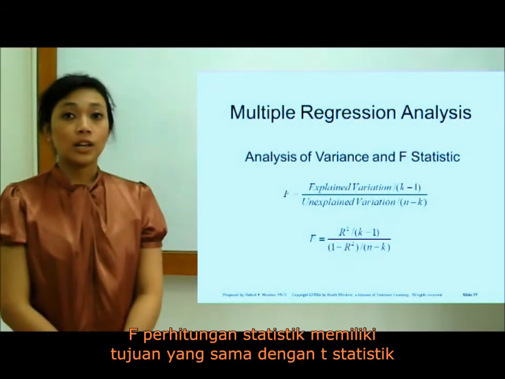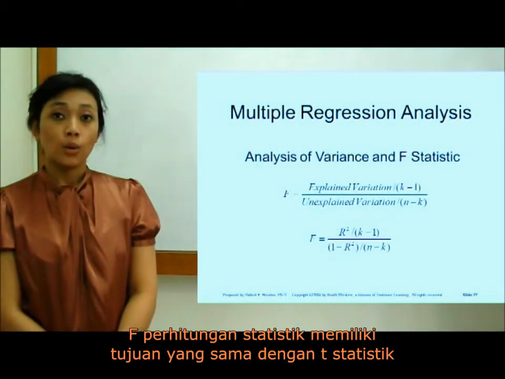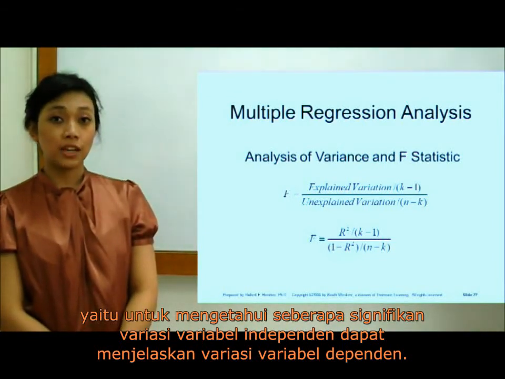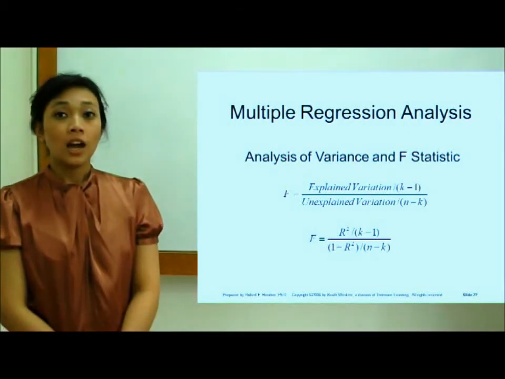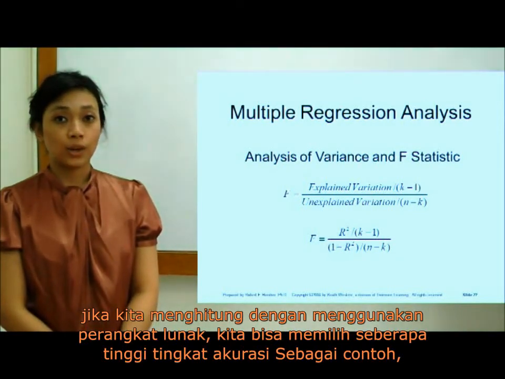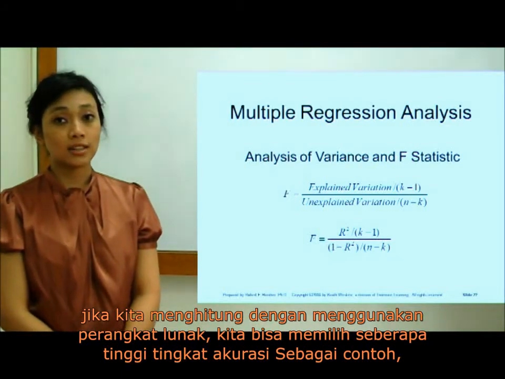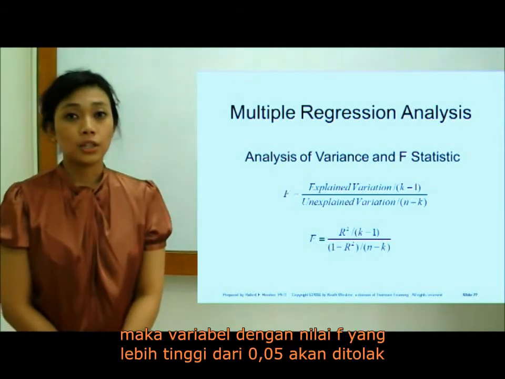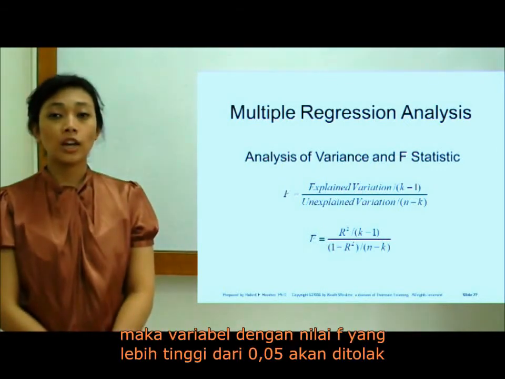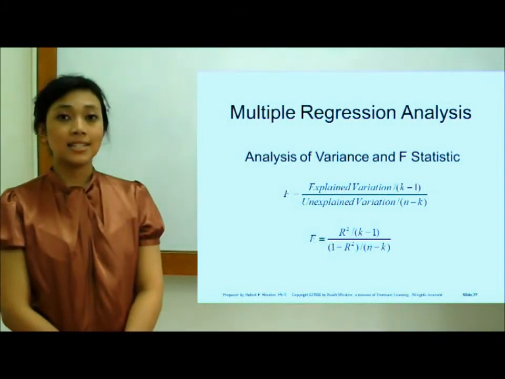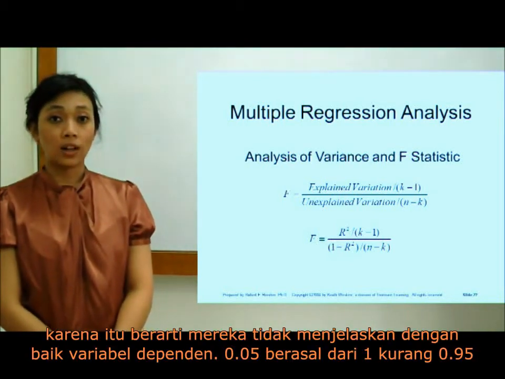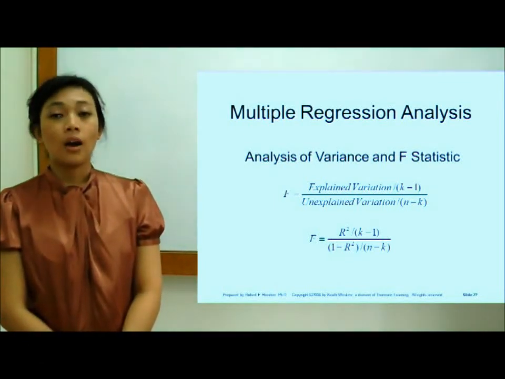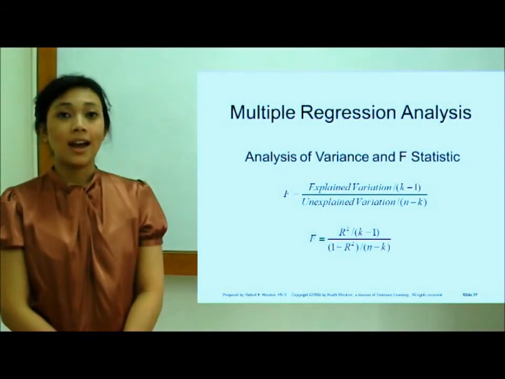The F statistic calculation has the same purpose as the t-statistic, which is to find how significantly the variation of the independent variables explains the variation of the dependent variable. If we calculate using software, we can choose how high the degree of accuracy is. For example, if we put 95 into the software, then the variables with an F value higher than 0.05 will be rejected since it means they don't explain the dependent variable well. 0.05 comes from 1 minus 0.95.